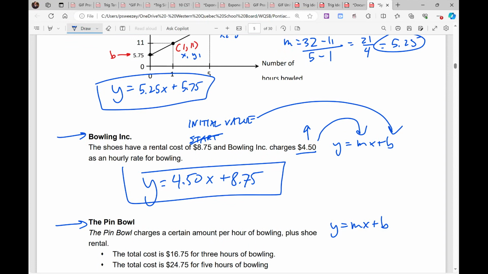Alternately, let's think about it. If you were going for 3 or 4 hours, which one makes more sense? The one that has the lower rate of change. Because that means for every hour I'm there, I'm paying like 75 cents more to be at the other one. This is pre-inflation. I mean, these numbers are just out of control. You couldn't go bowling for that now.